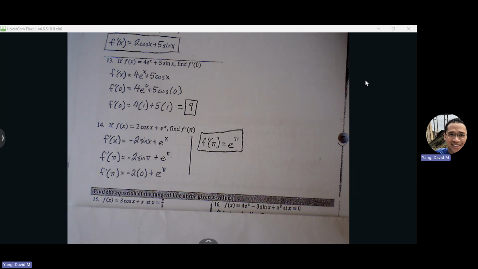All right, so try 15. 15 says find the equation of the tangent line. So you're going to plug the x value into the function to get your ordered pair, build the derivative, find the slope, and then put it all in the point slope form.